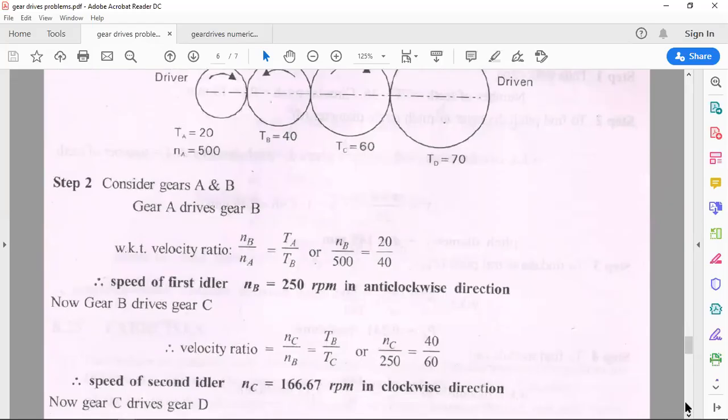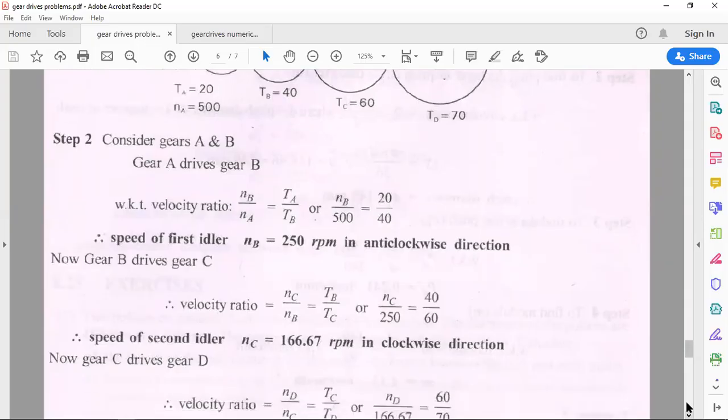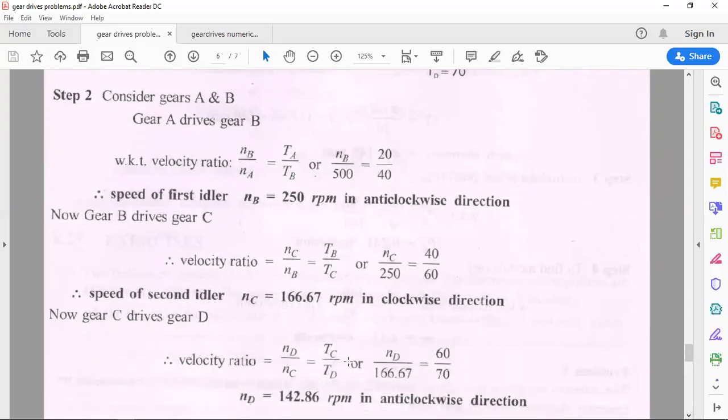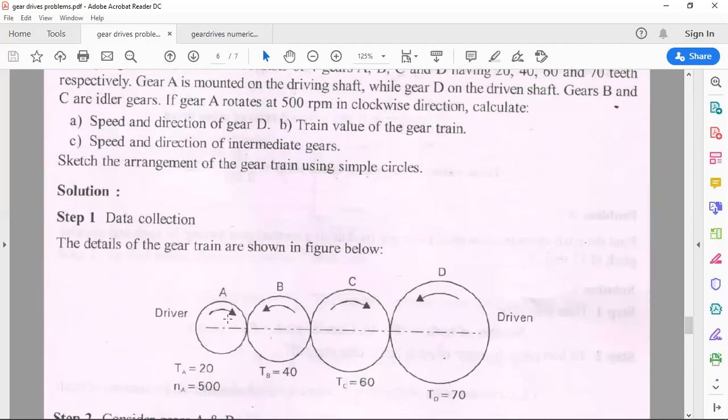Similarly, for the simple gear train, we know that ND by NA is equal to TA by TD. You can use that equation to find the speed of the driven gear. ND by NC is equal to TC by TD, and find the last gear direction as well as the rotation. If you look at this, the first gear rotates in the clockwise direction. The second gear rotates in the anti-clockwise direction. If it is anti-clockwise, then the next moves in a clockwise direction, since B and C are meshed.